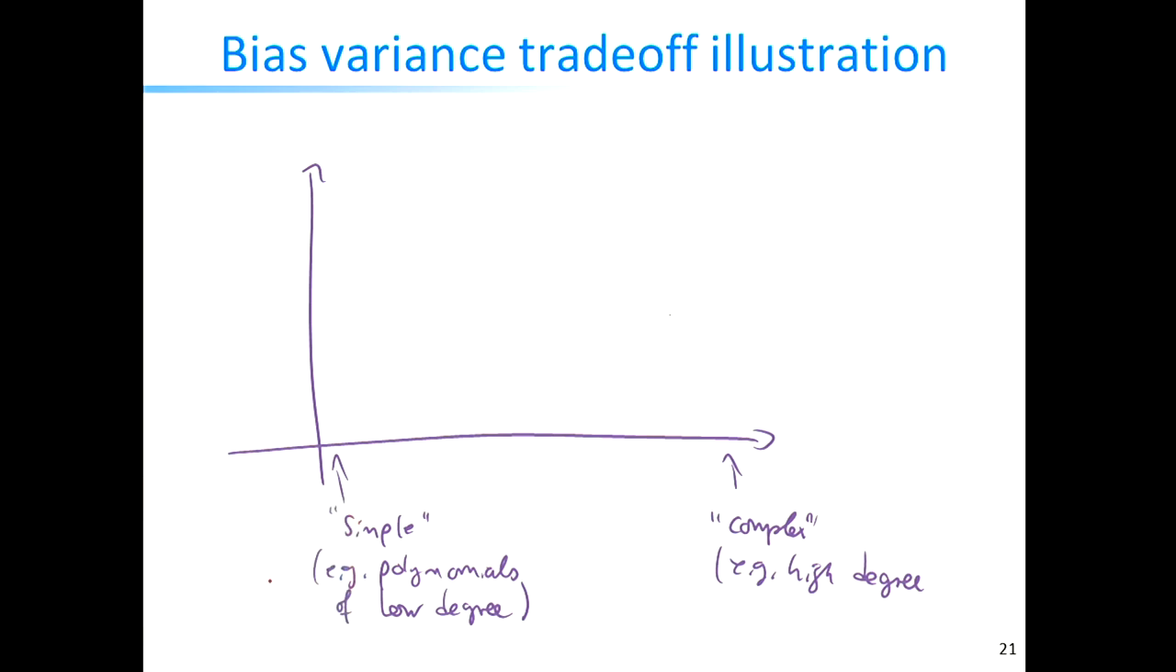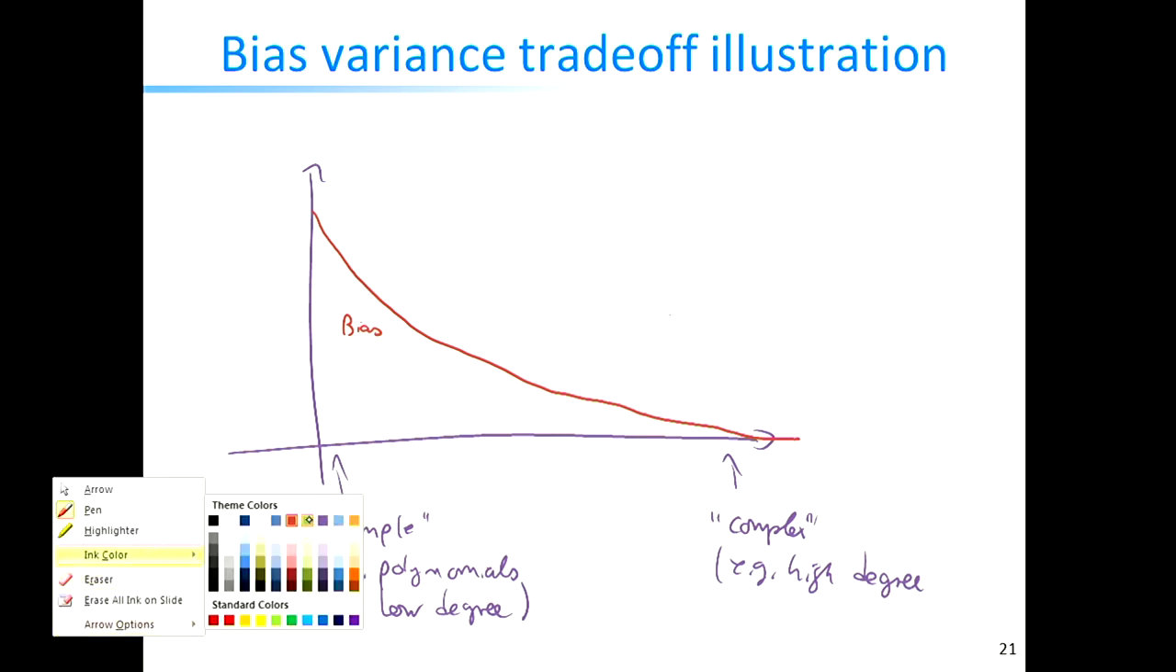So what happens with the bias? Well, if you use very simple models, then the bias is going to be large because we don't really capture the data well. But as we increase the degree, the bias is decreasing more and more. In fact, it will go to zero in this example that we had. So this is the bias.